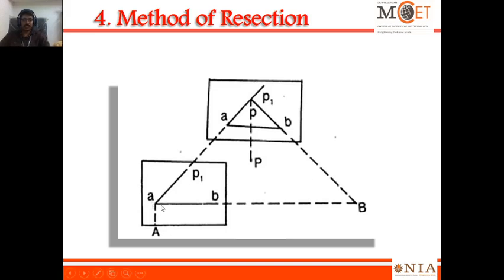The instrument is set up at A, right? It is properly centered and leveled over the station A, and small a is plotted. B is also a known point, and the measured distance can be plotted, right? From the station P, we have plotted as P1. I will try to explain the same procedure with that.